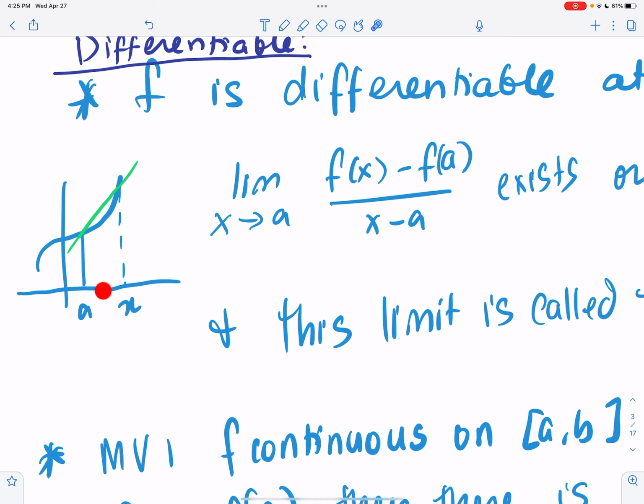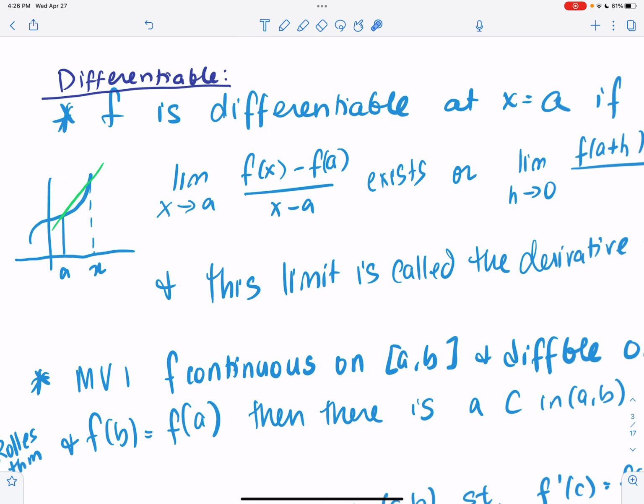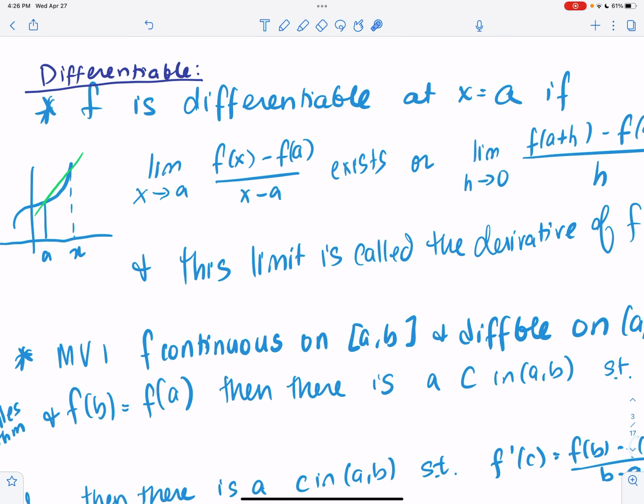Now, as x approaches a from the left and x approaches a from the right, both of those should have a limit. Their limit should be equal, and that will be this common limit. And so if that limit exists, then you say f is differentiable.